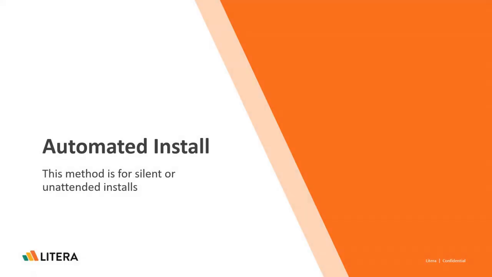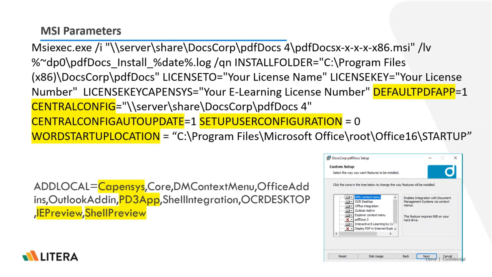So, automated install. This section is for those installs where you won't be sitting in front of the workstation and performing the install yourself. So we'll be discussing command line install using MSI parameters and how to deploy the features of the custom setup we just reviewed. This is an example of an installation script.